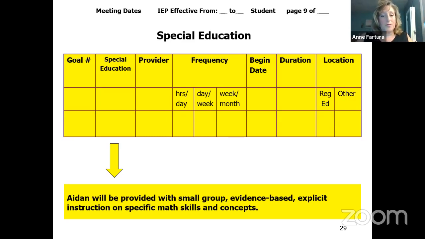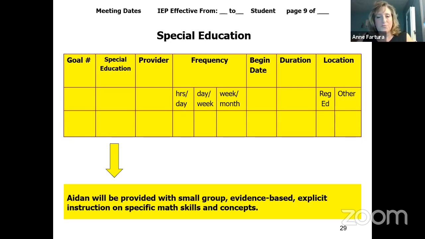Who's going to be providing it, where it's going to be provided, what kind of specialized instruction it is, who will be providing that instruction, and then the frequency. How many hours a day, how many days a week, and how many weeks a month. Begin date and duration and location.